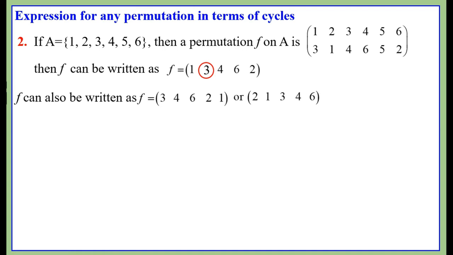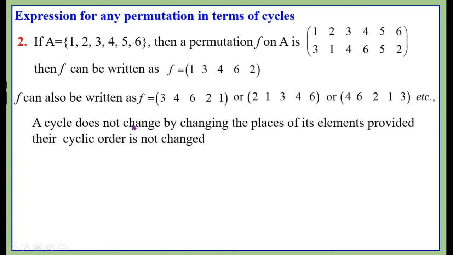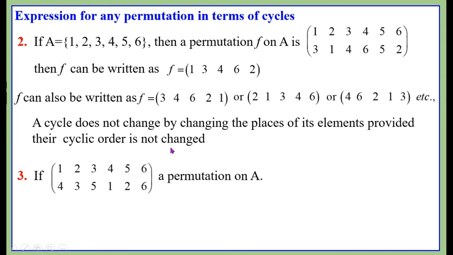Or we can start with number 2. If we start with 2, the next number is 2 goes to 1, 1 goes to 3, 3 goes to 4, 4 goes to 6, 6 goes to 2. Or you can start with 4, 4 to 6, 6 to 2, 2 to 1, 1 to 3, then 3 to 4, the starting point. So once you start with any point, you have to end with that point. And remember that the number 5 is missing here because 5 remains unchanged. A cycle does not change by changing the places of its elements provided their cyclic order is not changed.